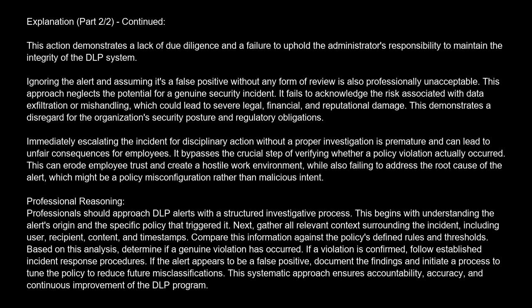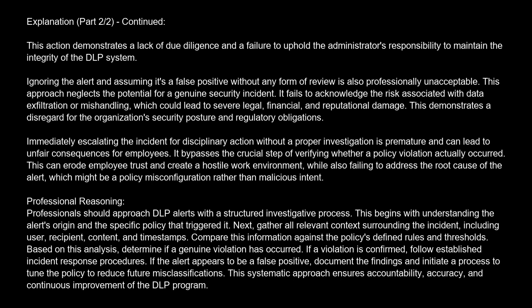Immediately escalating the incident for disciplinary action without a proper investigation is premature and can lead to unfair consequences for employees. It bypasses the crucial step of verifying whether a policy violation actually occurred. This can erode employee trust and create a hostile work environment, while also failing to address the root cause of the alert, which might be a policy misconfiguration rather than malicious intent.